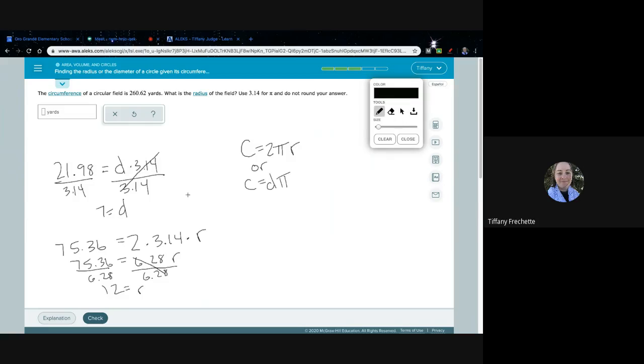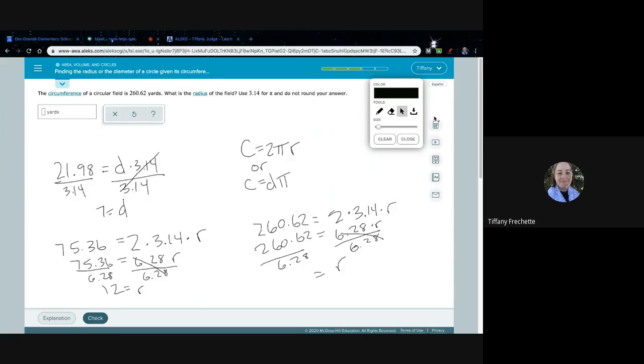One more. Okay, so now we have a circular field. It's 260.62 yards, and they want to know the radius. So we're going to use 2 times pi times r again. We already did 2 times pi, so we're going to go 6.28 r. We're going to divide by 6.28 on both sides. And these cancel, so we just have r come down.